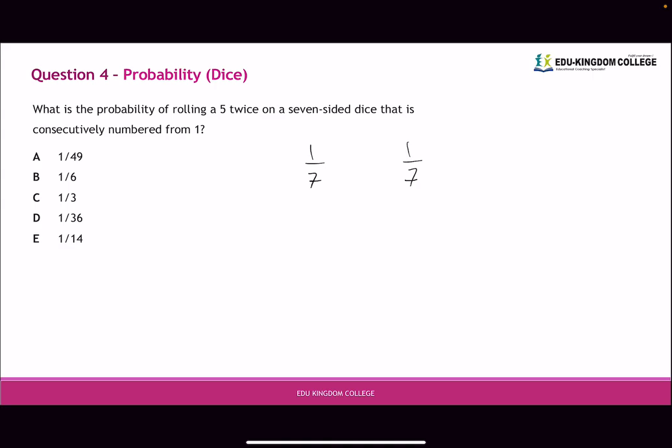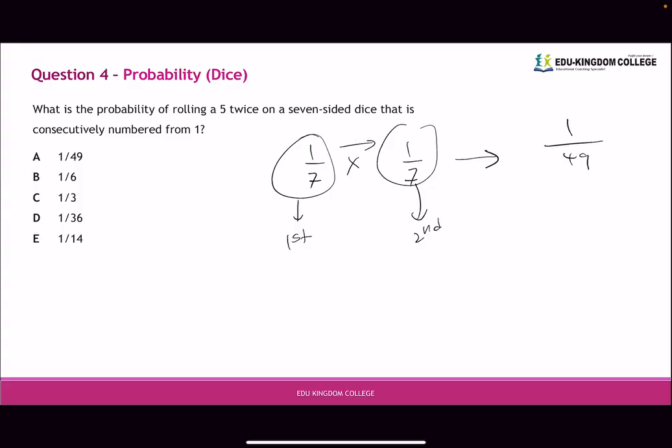Now, what we do when we have these two separate events, one rolling on the first, one rolling on the second, is we need to multiply them together if they're going to happen together. So the chances are going to be significantly lower if they happen together, whereas they might be higher if they were to happen separately. Now, if we want to throw them twice in a row, the chances are going to be 1 over 49, because top times top, bottom times bottom should give you 1 over 49.